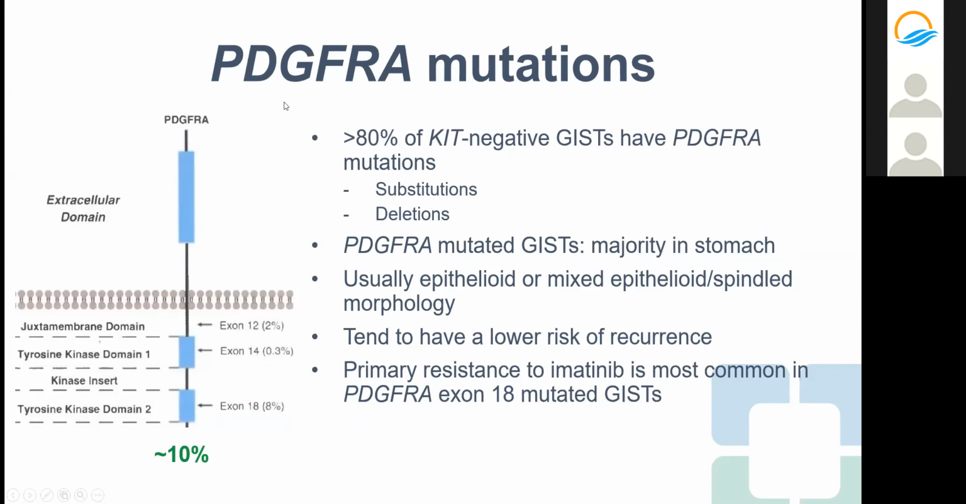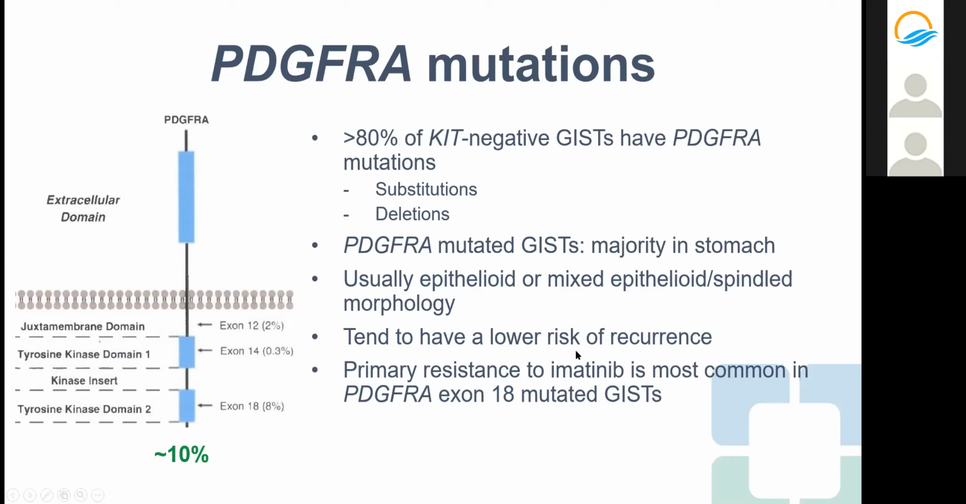Next up are PDGFR alpha mutations. First, it's important to note that KIT and PDGFR mutations are mutually exclusive events. So you won't find tumors that harbor both of these mutations. PDGFR mutations account for approximately 10% of all GISTs, and you can see that the vast majority of these tumors, more than 80% of KIT-negative GISTs, are going to house PDGFR mutations. These tumors typically occur in the stomach and usually will have an epithelioid or a mixed epithelioid and spindled morphology.